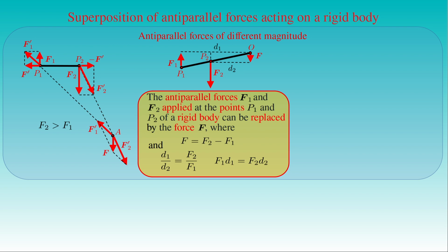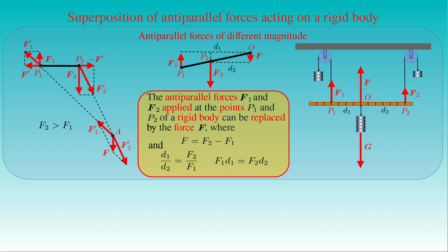The force F replacing the antiparallel forces F1 and F2 points in the same direction as the force F1 since the force F1 has greater magnitude than the force F2, and the point P2 is located between the points P1 and O. In order to demonstrate this result, we can apply the same apparatus as used in the previous problem.